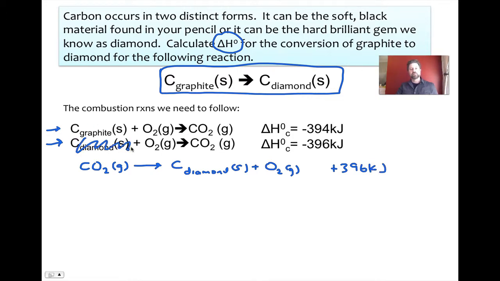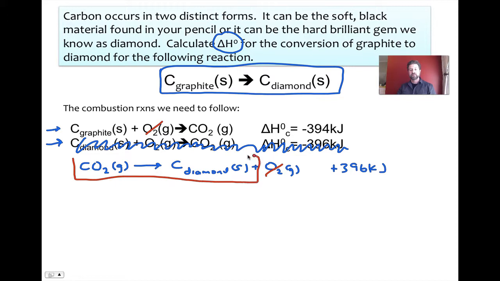Now, what I can do is get rid of the equation that I now have changed permanently here. And our last step is to see if there's anything left over that I can cancel out. And I see an O2 here, I see an O2 there, so those can go away. And what I'm left with then is the exact equation that I see up above, and that's a good thing. So now I'm going to add these two delta H values together. Negative 394 plus 396, of course, is 2 kilojoules. And that is the enthalpy change from the conversion of graphite to diamond. Okay, and 2 kilojoules means that it will take energy in order to do that.